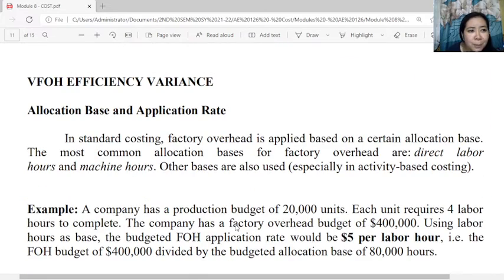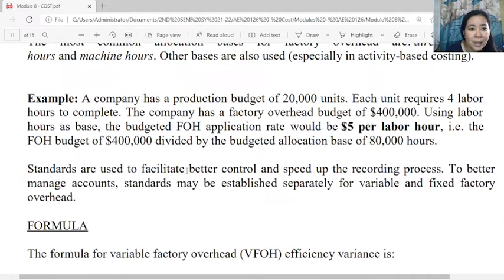Now we will move to the next variance under the variable overhead. So this is efficiency or volume variance. Okay, so in standard costing, factory overhead is applied based on certain allocation base. The most common again is direct labor or machine hours. Or if they are using activity-based costing, they can use another basis for allocation. So to understand better, we have here an example.